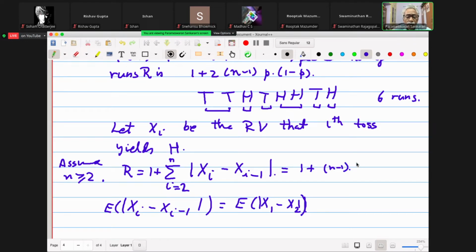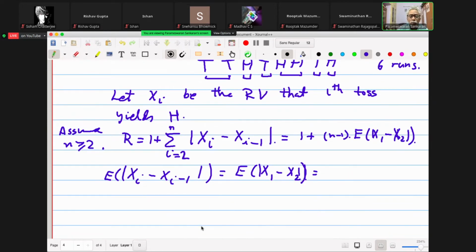So this is the expectation of x1 minus x2 in absolute value. Okay, and you just count this. So it's a simple problem. You just count this. What are the values that it takes? The absolute value will take value 1 or 0. And when does it take value 1?